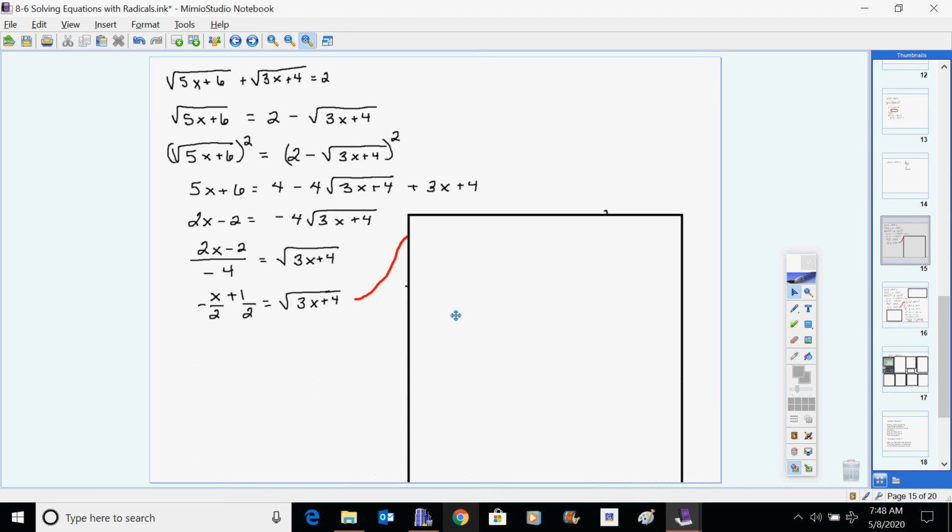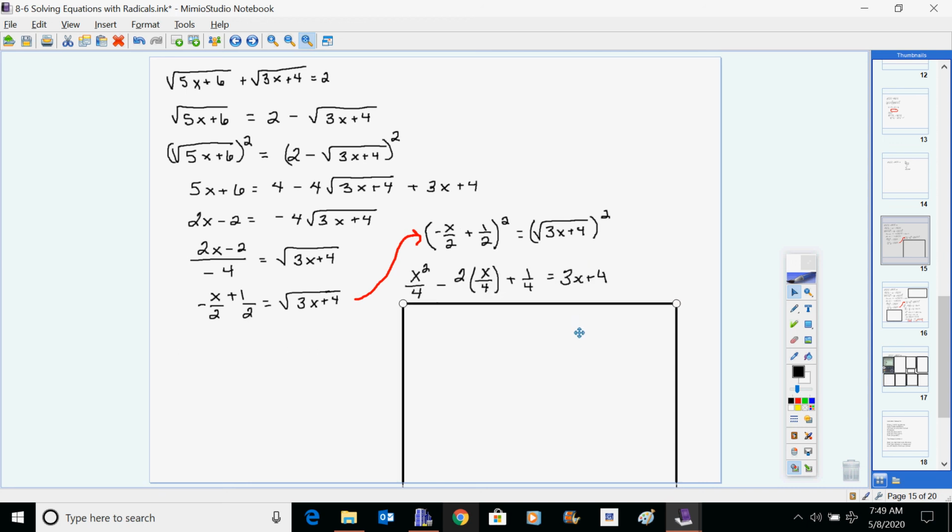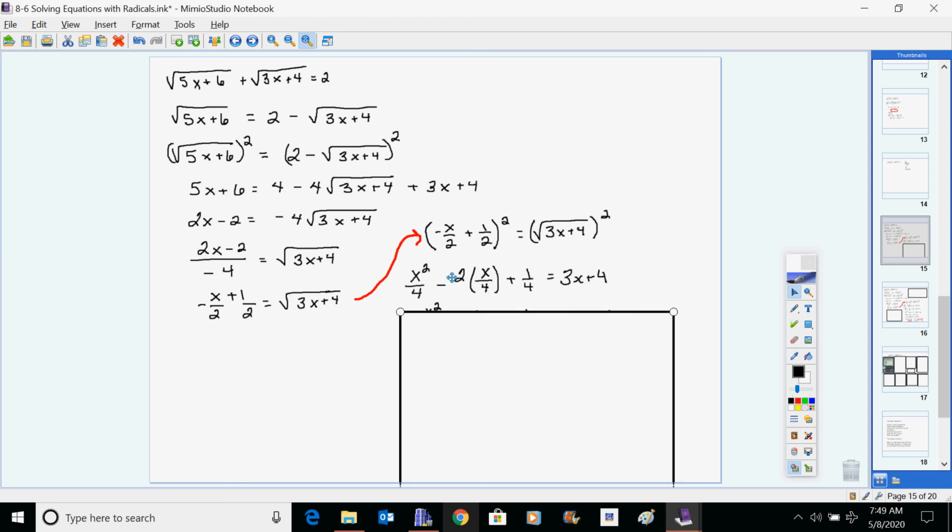Now some of you are already thinking ahead and going, oh my gosh, I've got to use fractions and I've got to square this thing. And yeah, we do. So I have negative x over 2 plus 1/2 squared, and I have squaring this side. So negative x over 2 times negative x over 2 is x squared over 4.